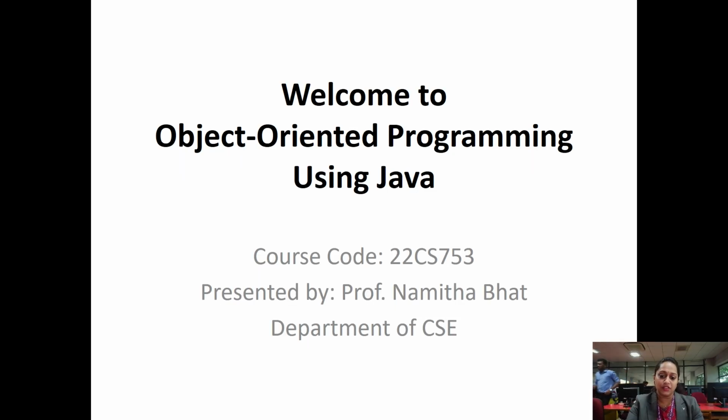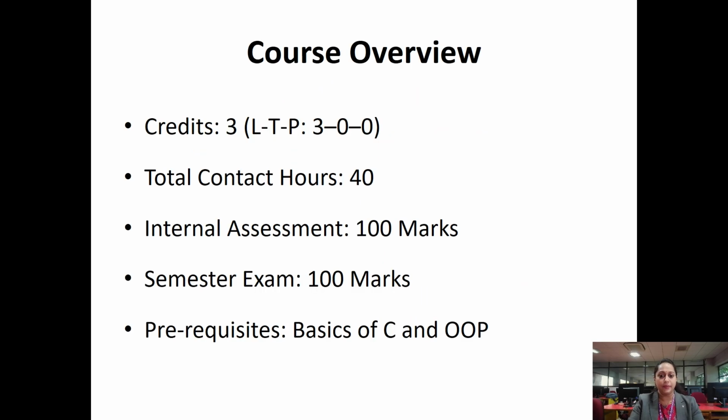Very good morning, students. I'm Professor Namita Bhatt from the Computer Science and Engineering Department. I welcome all of you to Object-Oriented Programming using Java. The course code for this course is 22CS753. It is basically a 3 credit course, 3 credits for theory, and there is no lab component for this course.